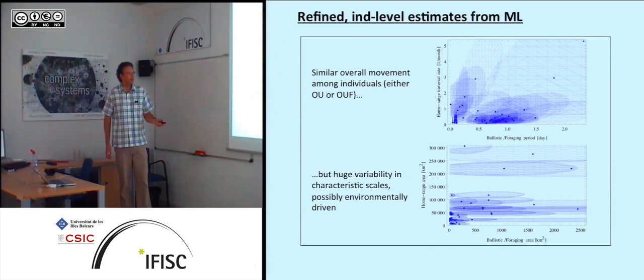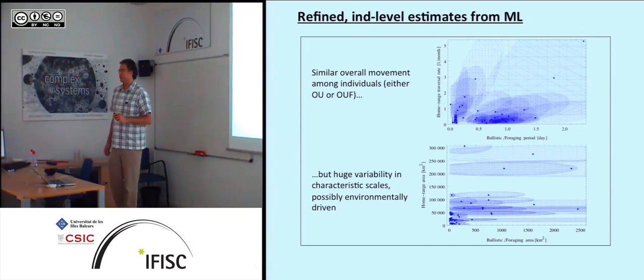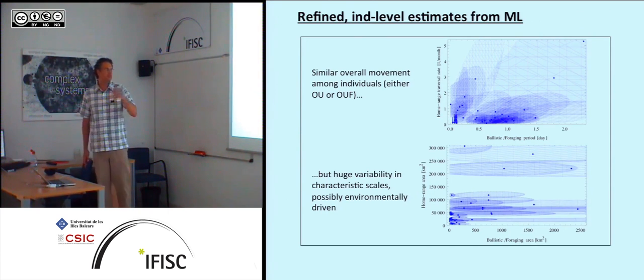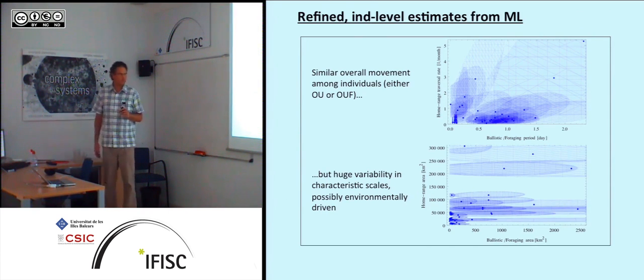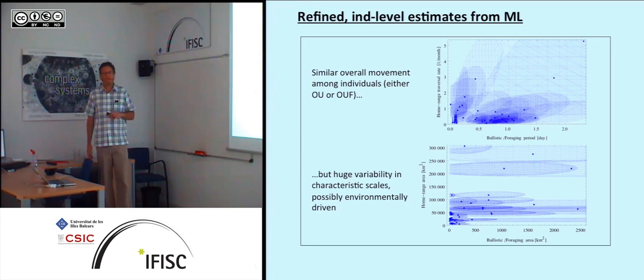So, given that, why are these things so variable? Why is there such huge variability among individuals? Are some individuals just really fond of roaming around? Doubt it. These animals were tracked at different times in different places. They probably experienced different environments, and some probably just had to go a long way to find food.